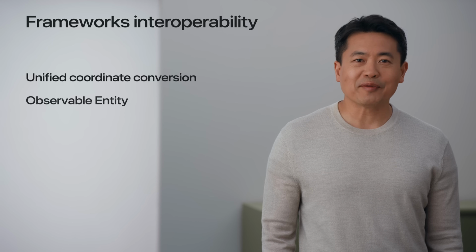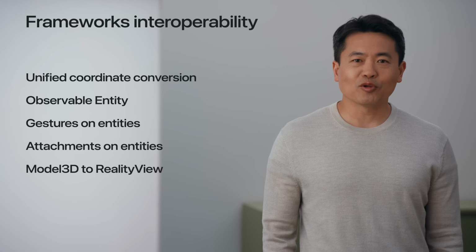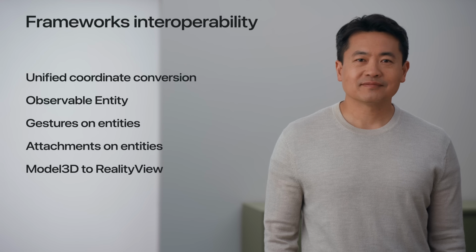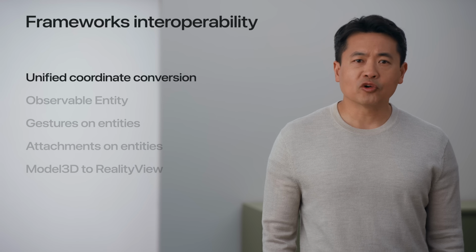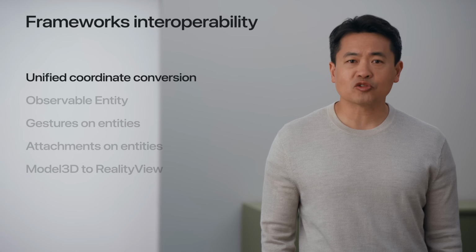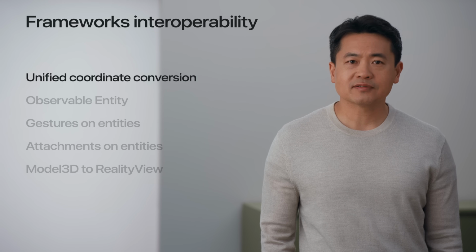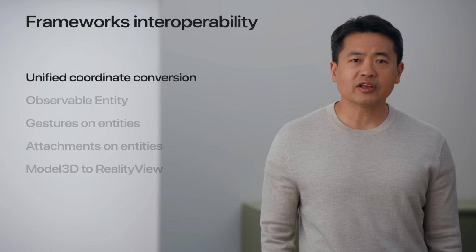Now, a new suite of APIs deepen the integration between these frameworks. Let's explore a few of them in greater depth. The Unified Coordinate Conversion API makes moving views and entities between scenes straightforward, even between views and ARKit accessory anchors. This radically simplifies content positioning when building in SwiftUI, RealityKit, and ARKit coordinate spaces.